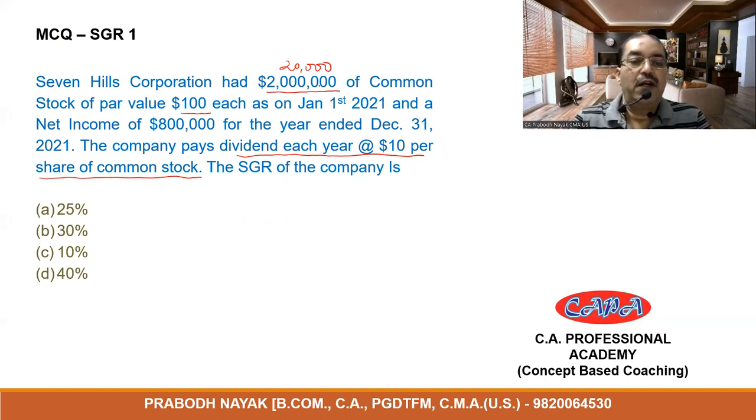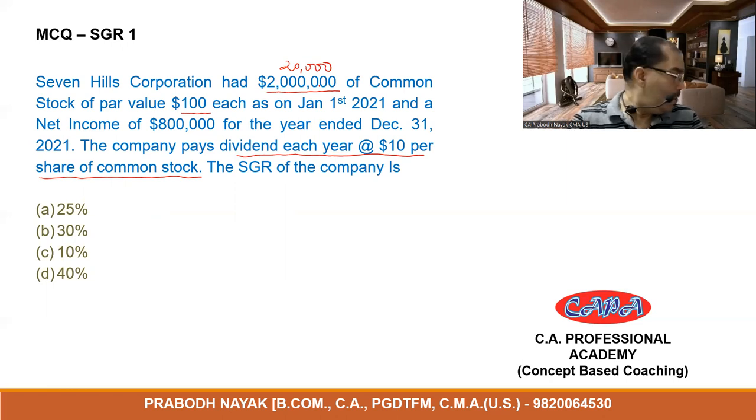Correct? 20,000 shares of common stock. Now we are supposed to find out what is the correct answer for SGR, whether it is 25%, 30%, 10%, or 40%. We'll go by the normal method.